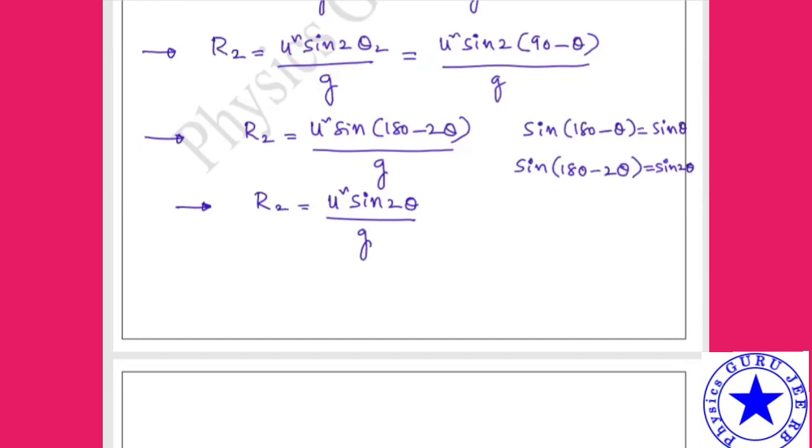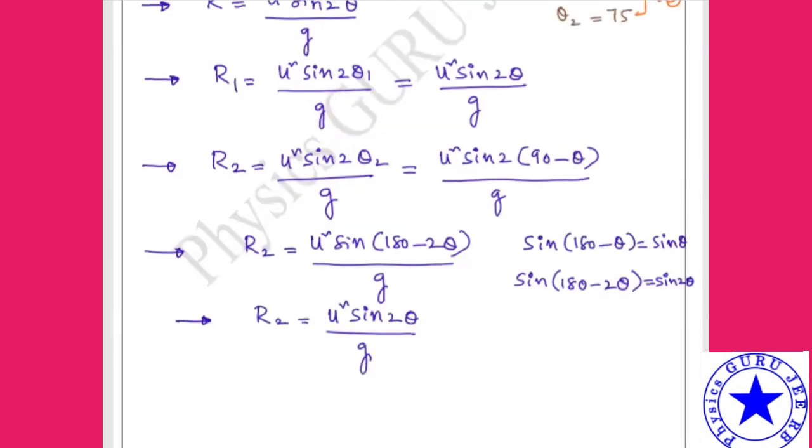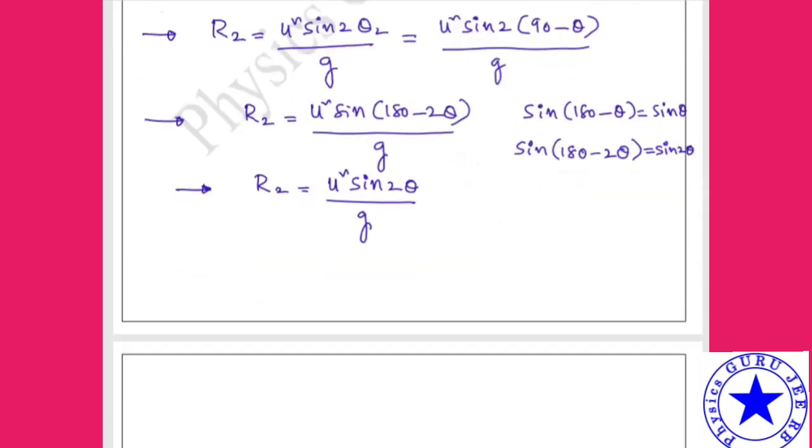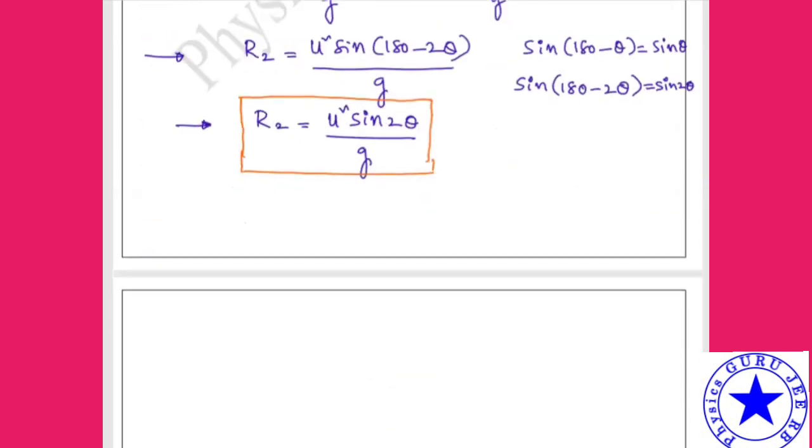See, R1 and R2, both I am getting the same, right? So here R1 is u square sine 2 theta divided by g, and R2 is also u square sine 2 theta divided by g. That means the ranges are equal. So what is the relation that I am getting? R1 equals R2. This is the relation between complementary angles.